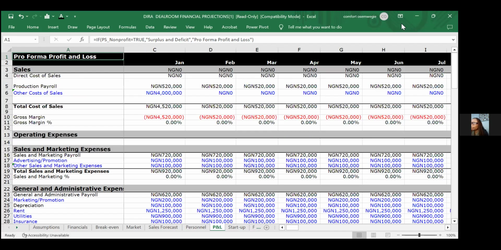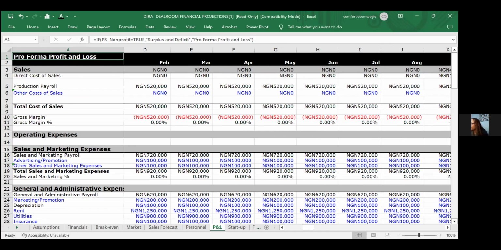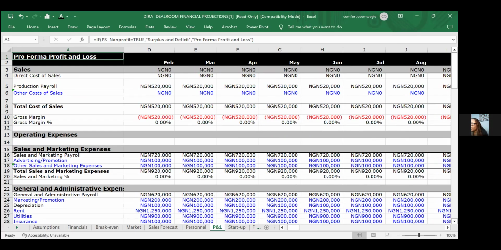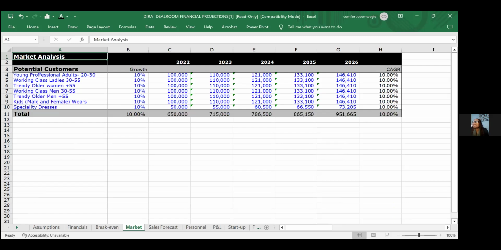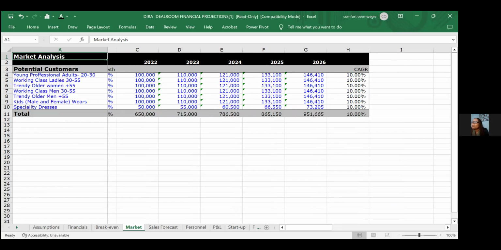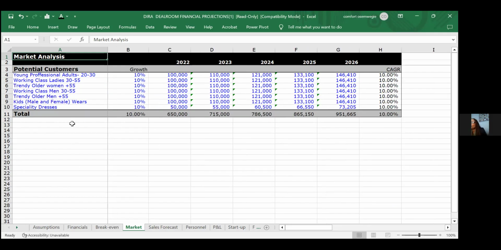But what I want everybody to be able to do right now, before we go on break in the next 10 minutes, so we'll do that update and come back, is please go to your market analysis and tell us from 2025 to 2025, how many customers do you want per your number of customers? So in this case, for example, they are looking at young professionals between this age. We are targeting this.